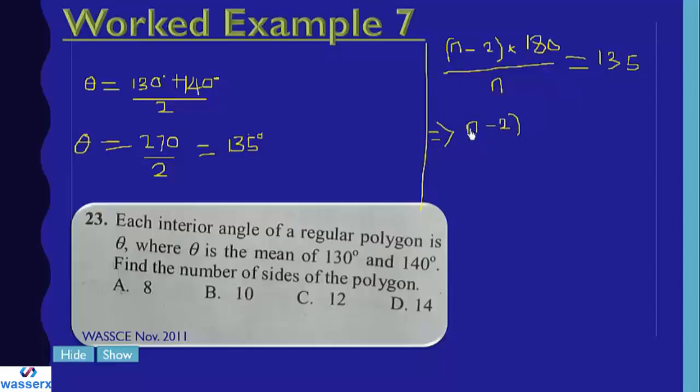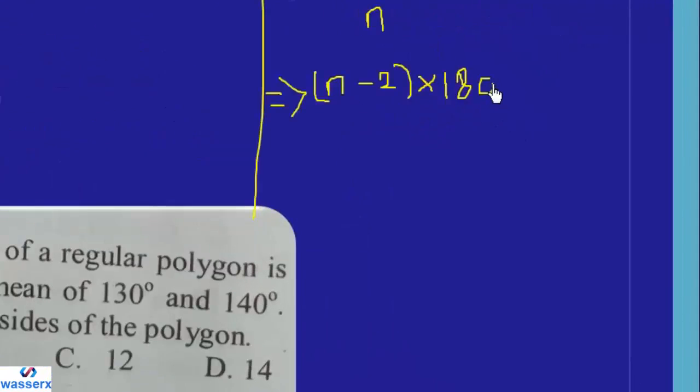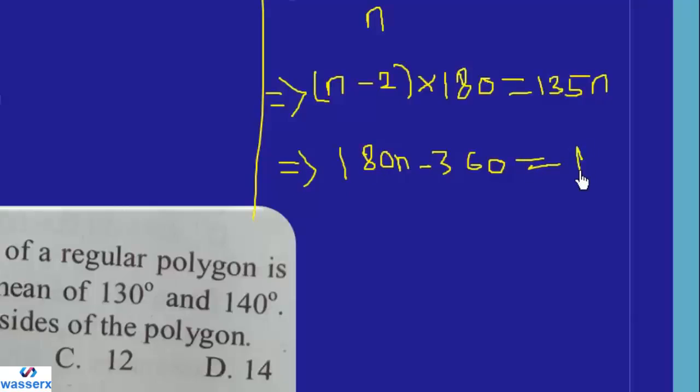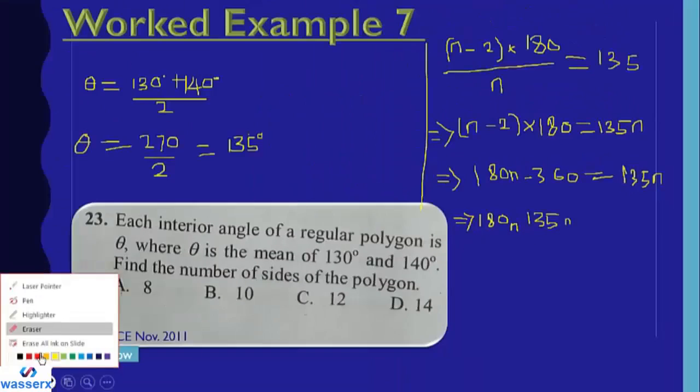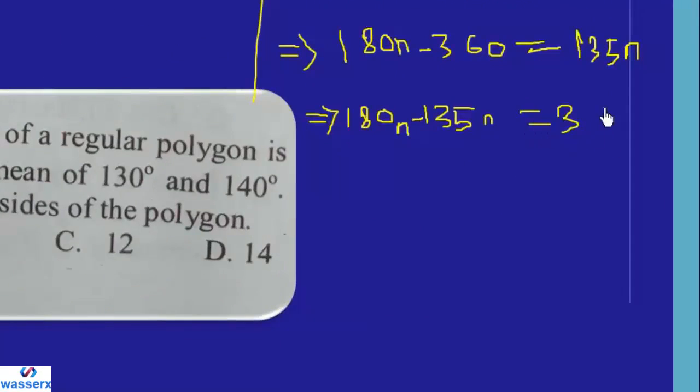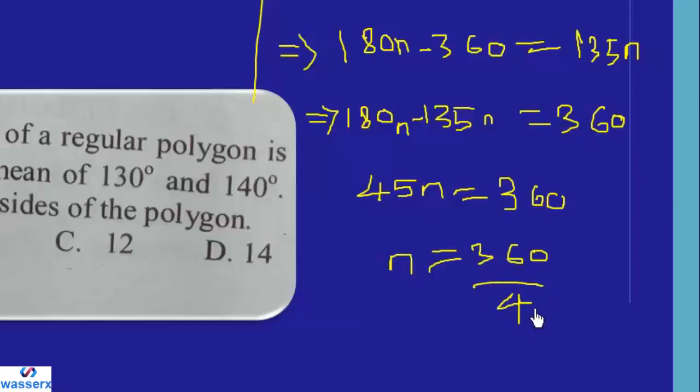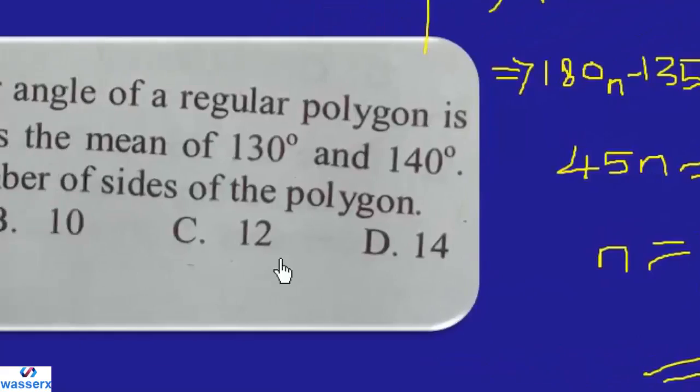So we solve for n. Multiplying, we have n minus 2 times 180 is equal to 135n. So we expand to obtain 180n minus 360 is equal to 135n. So we group like terms to obtain 180n minus 135n is equal to 360. So we get 45n is equal to 360. Dividing through by 45, we get 360 divided by 45, which is going to be 8.